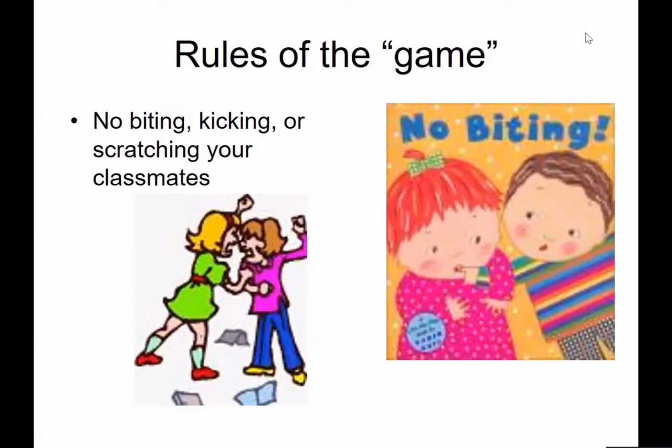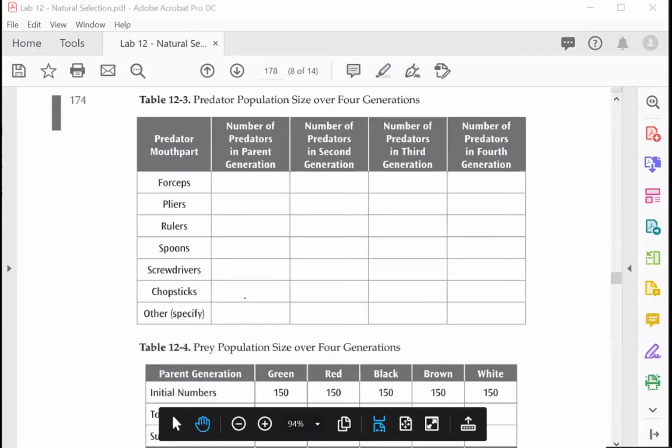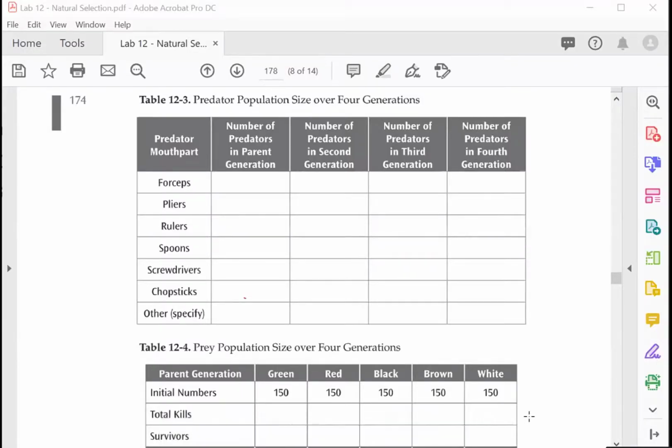So I'm going to go back and open up our lab manual, and we're going to be on page 174. On page 174, what I want to do is fill out table 12-2 and 12-3. Again, I'm using numbers from a previous semester for this. In this class for the previous semester, we had a total of 30 students. So I divided them equally into 5 groups, and I had 6 of each. So 6 forceps, 6 pliers, 6 rulers, 6 spoons. We didn't use screwdrivers that semester, but we used chopsticks instead, and we had 6.